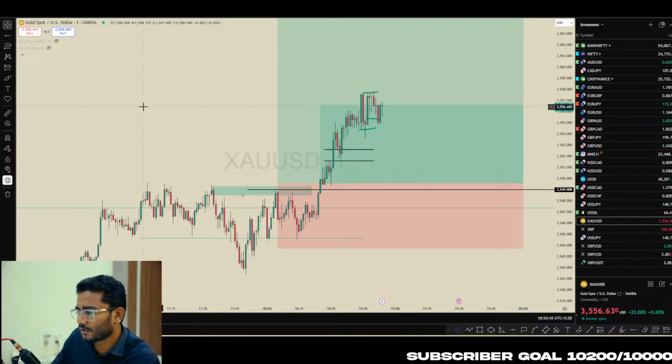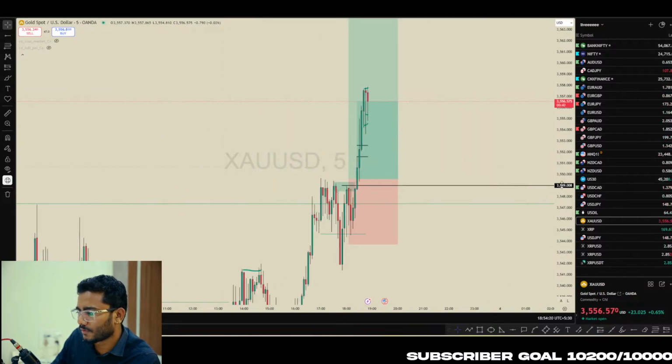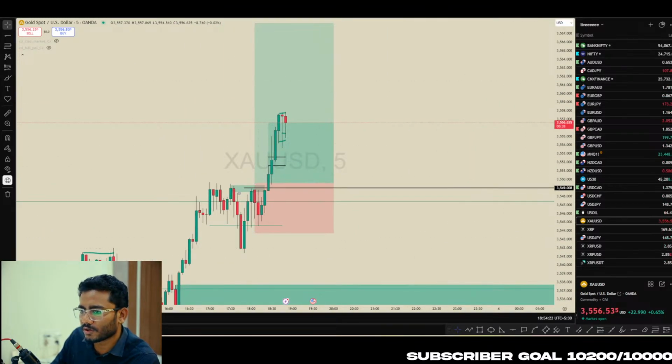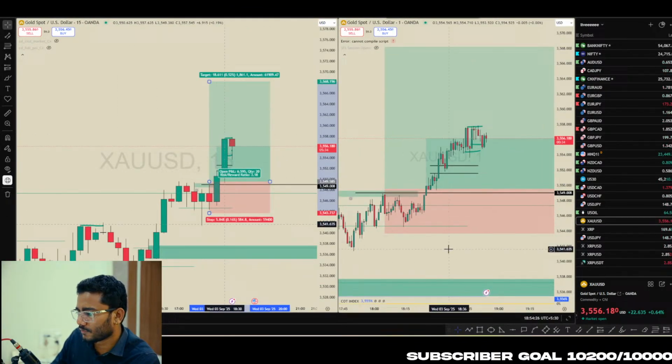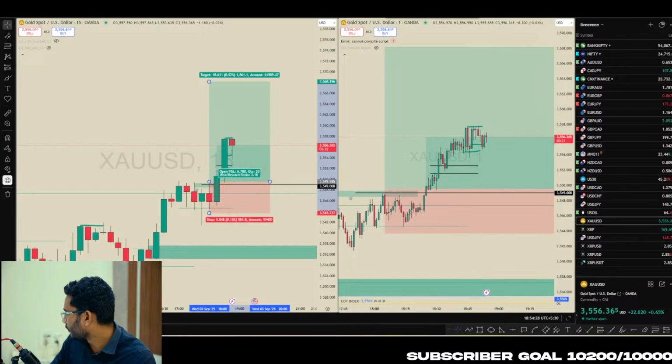I'll probably trail the stop loss to the upside after this break, but I think price will continue with upside, something like this. We have to keep faith in our analysis. Let's see.